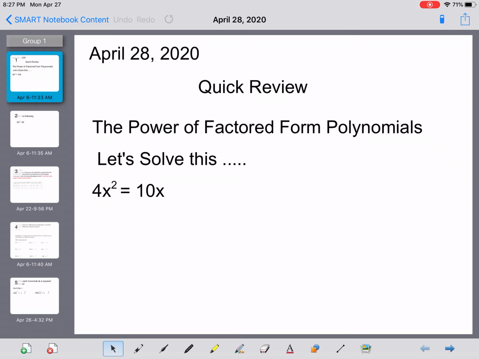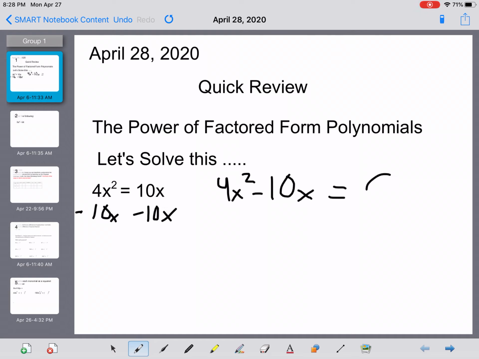Remember, when we're solving polynomials, if we could get the polynomial into factored form and set it equal to 0, we could use zero product property. So take a look at this. I'm going to subtract 10x from this side. Remember what I do on one side, I need to do on the other. And I have this, 4x squared minus 10x equals 0.